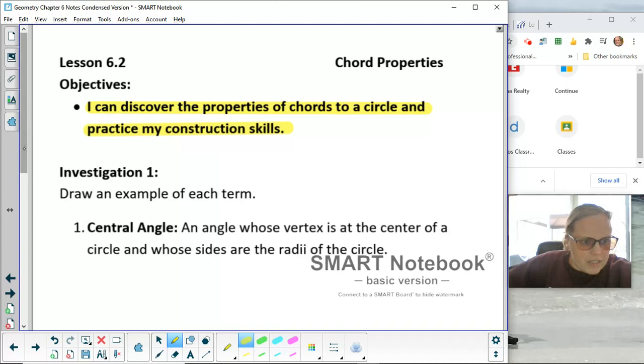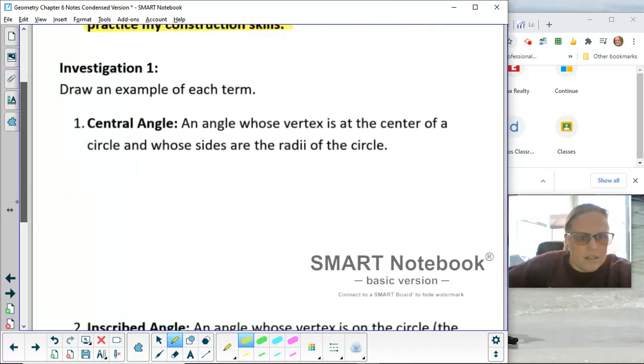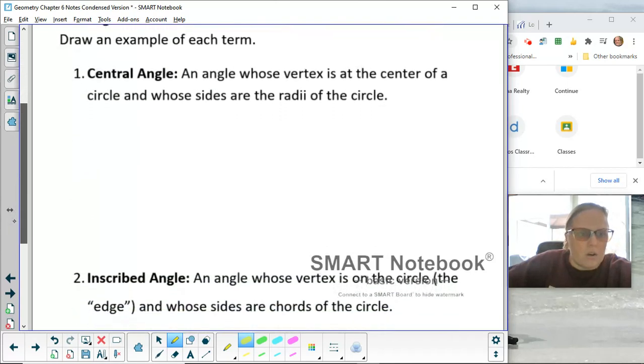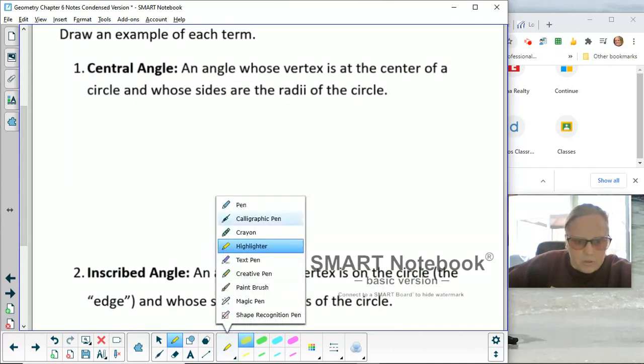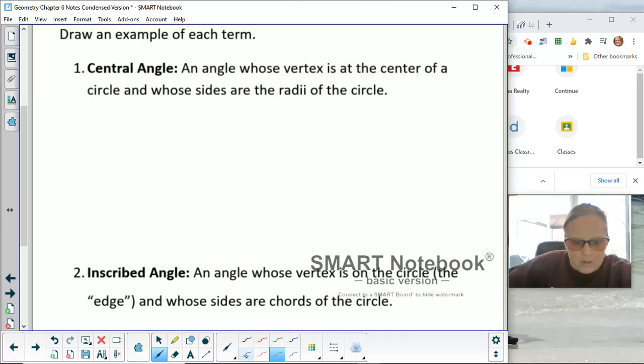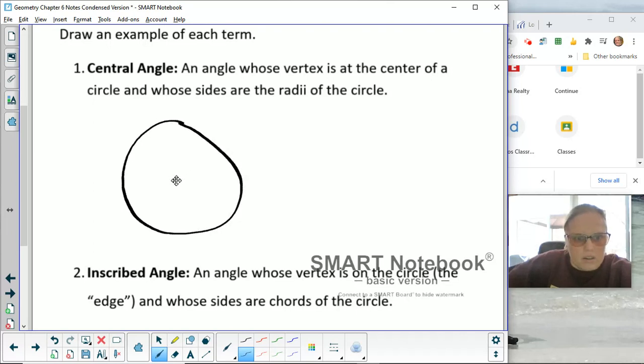All right, in investigation number 1, it says draw an example of each term. Now, in the previous lesson, we talked about a central angle. So we can reflect back and draw what a central angle looks like. So first we have our circle with our center point. And to be a central angle, the vertex is at the center of the circle, and the sides are the radii.